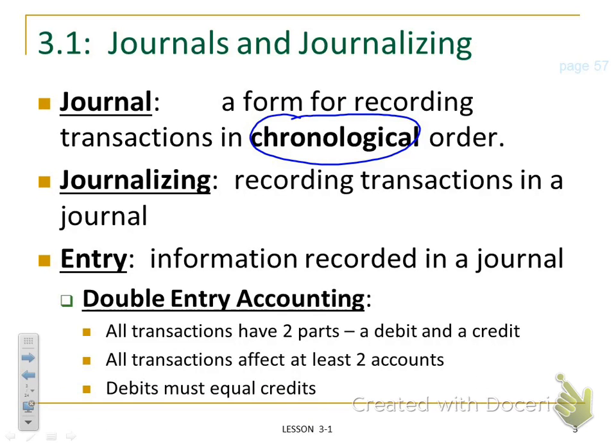We use in accounting the concept of double entry accounting. If you recall, in past chapters we've said that every transaction has at least two parts, a debit part and a credit part. All transactions affect at least two accounts, and we've always said that our debits must equal our credits. These are concepts that must be kept in mind when we're talking about double entry accounting.